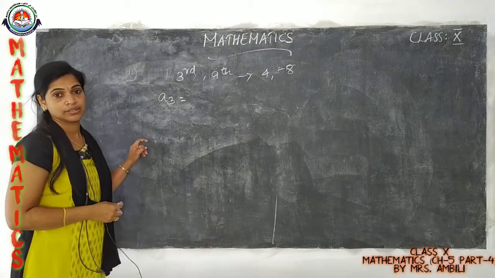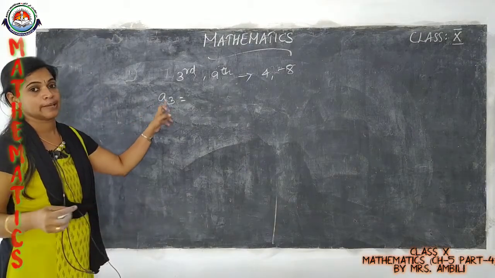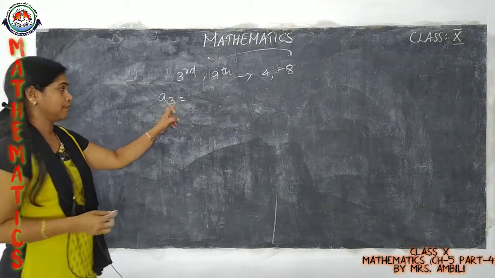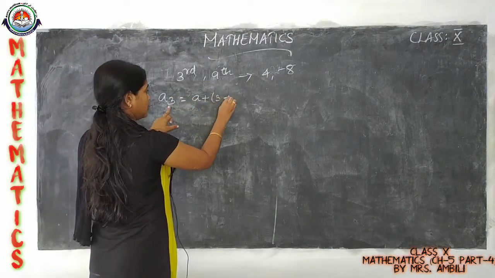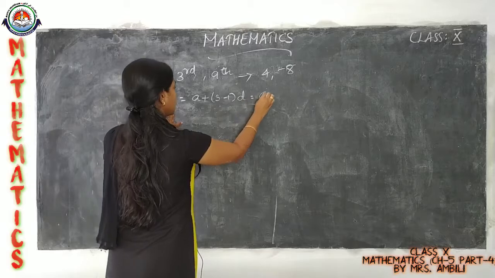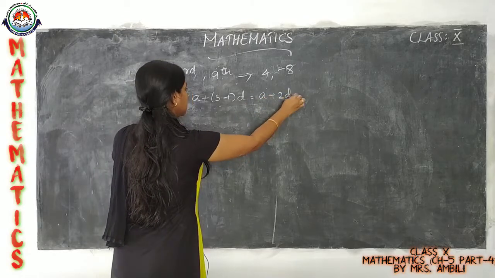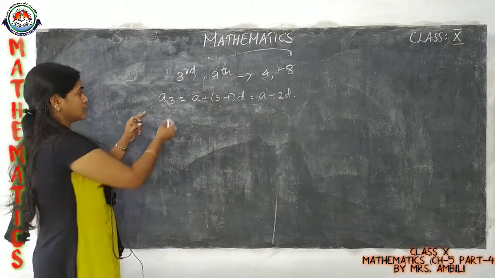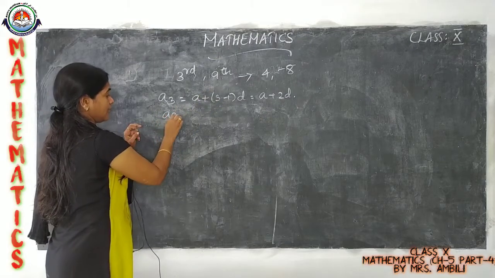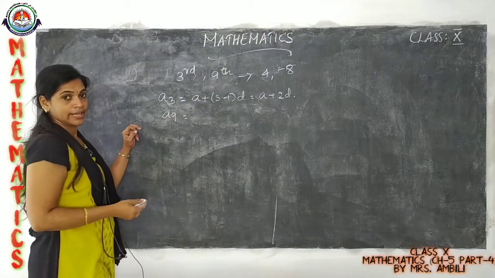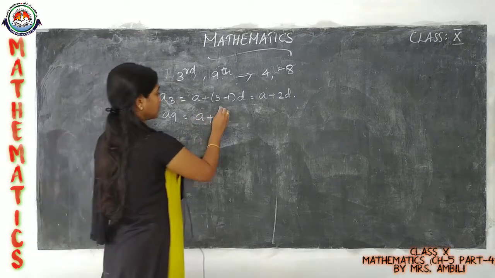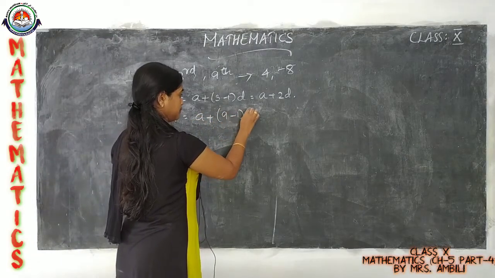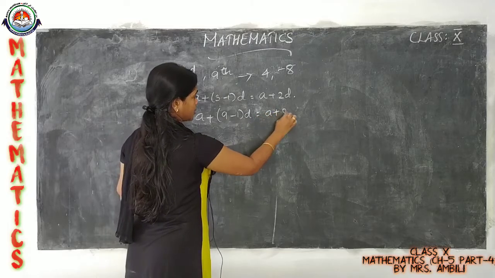a_3 is given. How you will get a_3? a plus n minus 1 into d. a plus what is n? 3 minus 1 into d. That you can write a plus 2d. Third term. And ninth term also given, a_9. a_9 how you will write? a plus 9 minus 1 into d, that is a plus 8d.